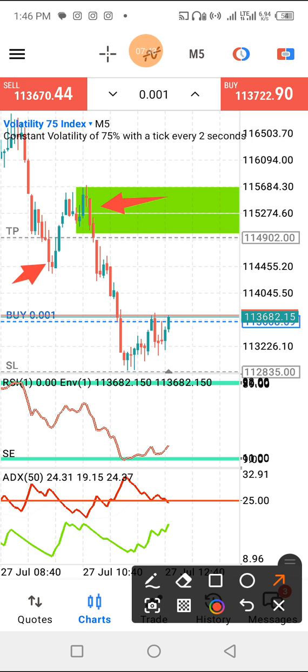It works both on Forex and synthetic indices. So for those of you who are complaining you don't have much capital, you don't have more equity, but you want to trade the Forex market, you can apply this strategy to it and then grow your fund.